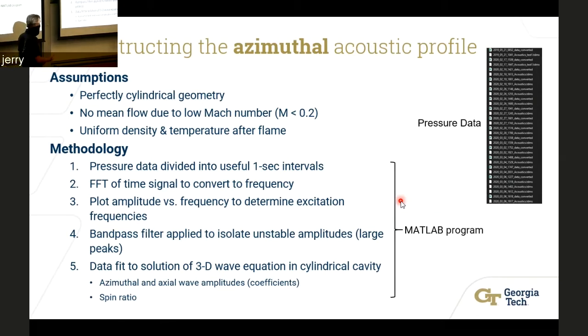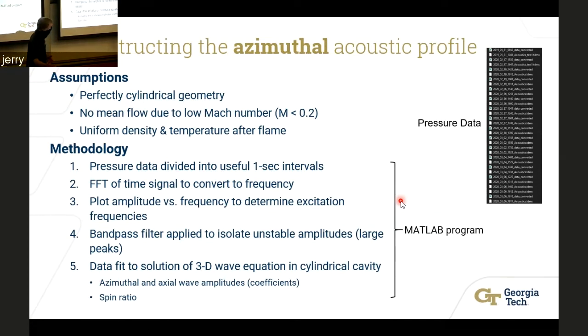We then apply a bandpass filter to our amplitude-frequency space because for can-annular combustors, the frequencies of 2 competing modes are very closely spaced. They're such high frequency, and honestly, the geometry of the rig is going to yield closely spaced modes. So we apply a bandpass filter to narrow down the 2 peaks, really identify them as separate modes instead of just one homogeneous single mode. And then we perform a data fit, and we basically solve the 3D wave equation in our geometry. That's how we back out these coefficients.